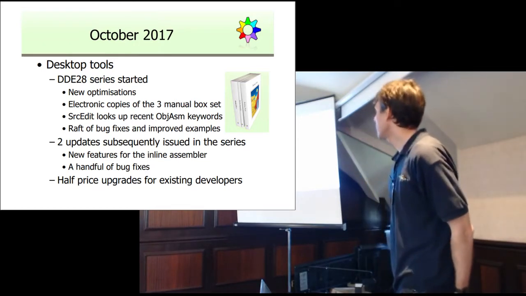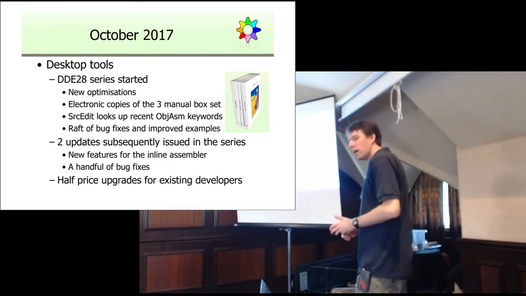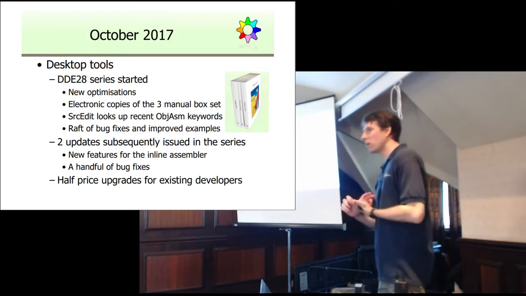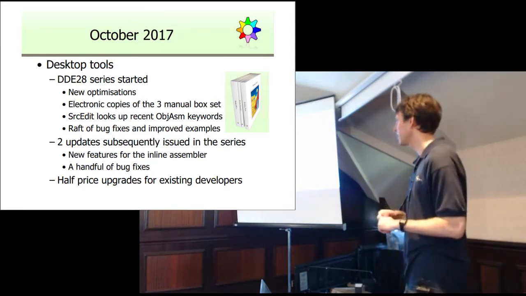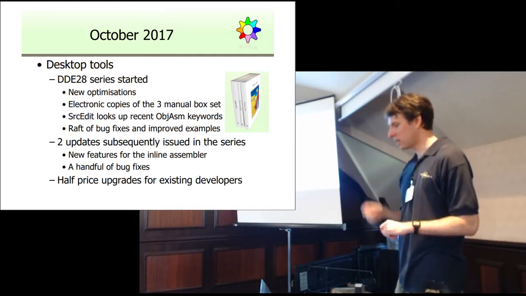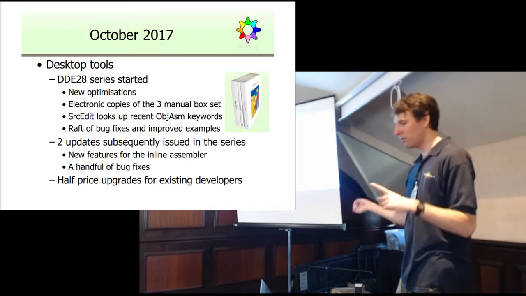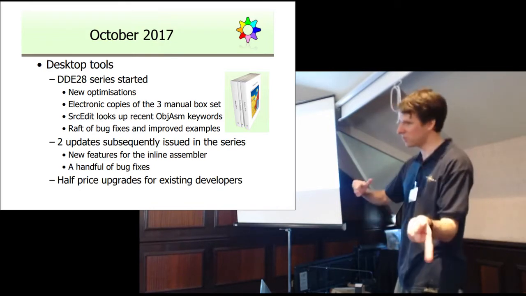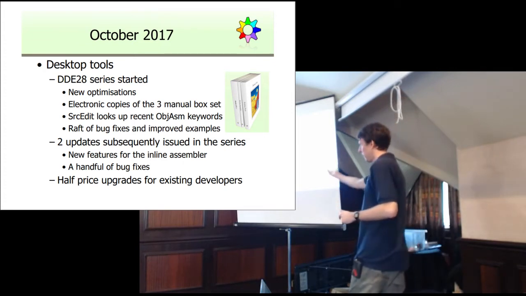There have been 2 minor updates to that since then. A couple of new features to the inline assembler. You can now insert a breakpoint instruction, which is very useful if you're trying to debug something. You can use the C compiler to stick a breakpoint in. And also, if you're trying to detect on the fly whether to do a 32-bit or a 26-bit version of some software, you can also now compare the program counter in the inline assembler.